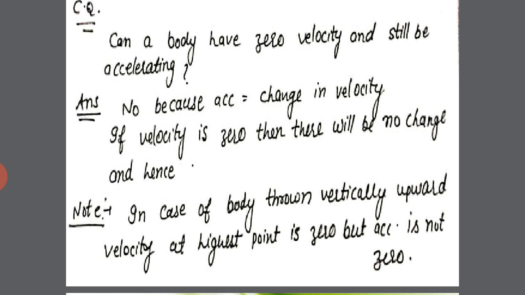And hence in the case of a body thrown vertically upward, velocity at the highest point is zero, but acceleration is not zero. Okay, so students, in this particular video we studied about errors, types of errors, and their causes, as well as two more topics: one is accuracy and precision, the other is significant figures and rounding off of the values.